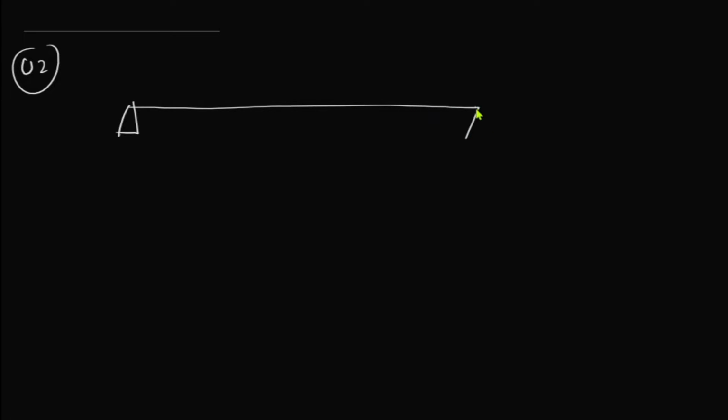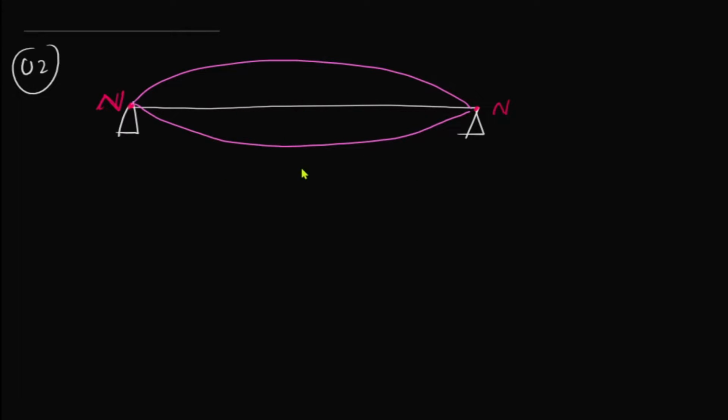In a stretched string, the requirement is that at the two ends of the string there should be a node. So what is the simplest waveform that you can draw such that two nodes are obtained at the two ends? The simplest waveform that you can draw is this. This is the fundamental mode. Here the point corresponding to the maximum amplitude is the antinode A. All right, that is done.